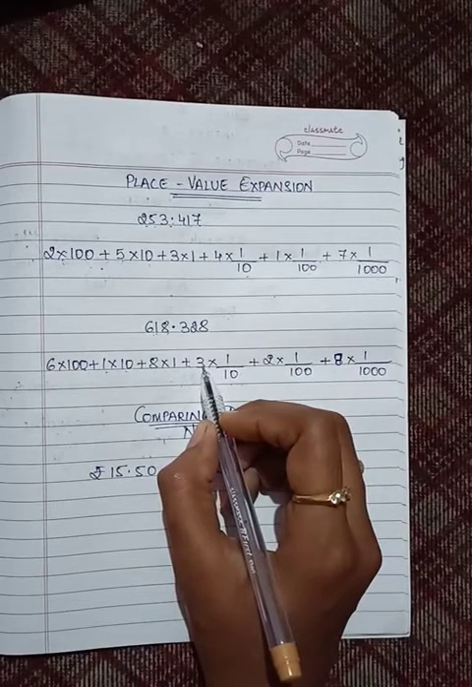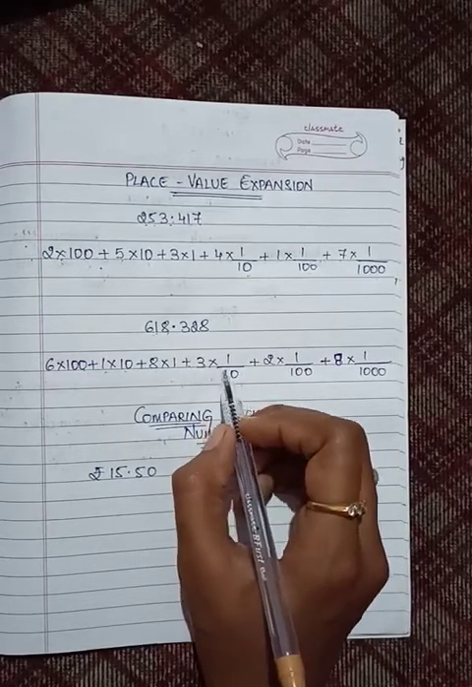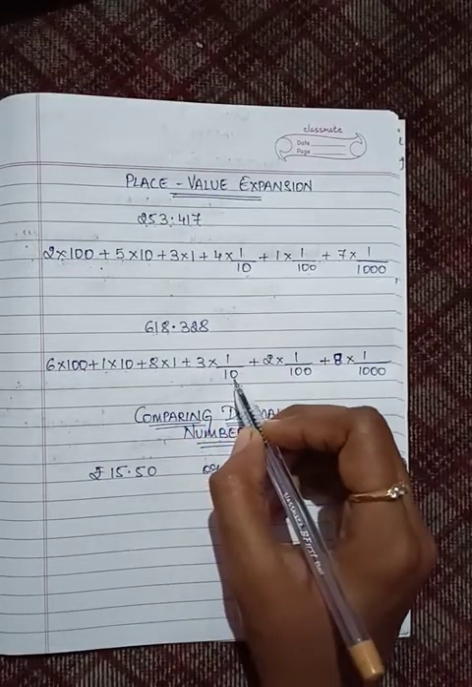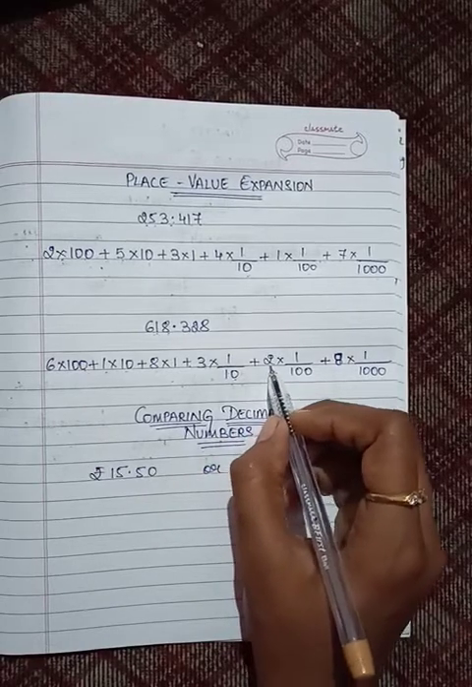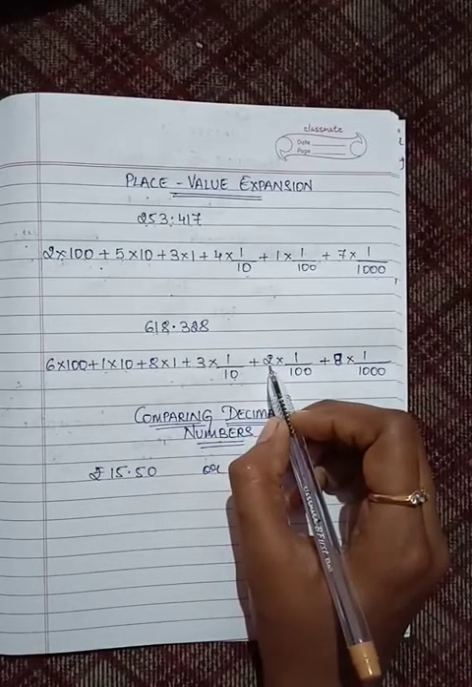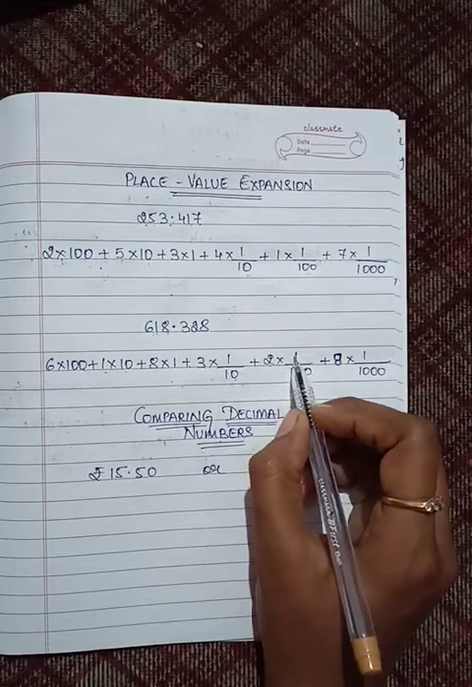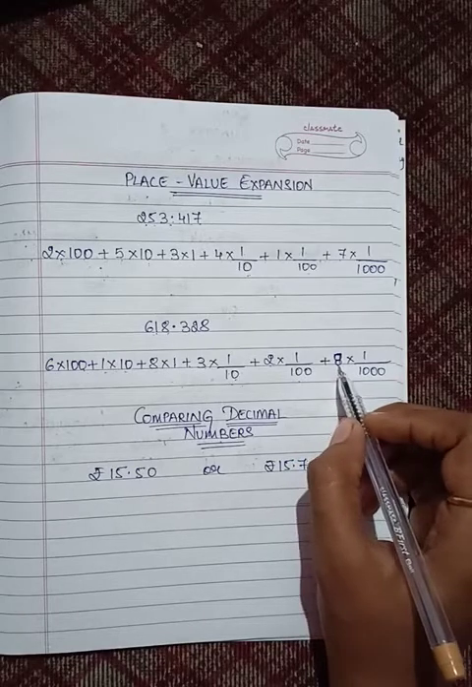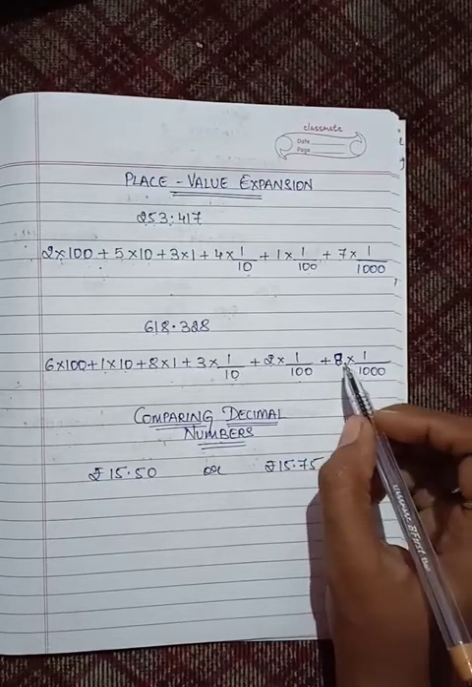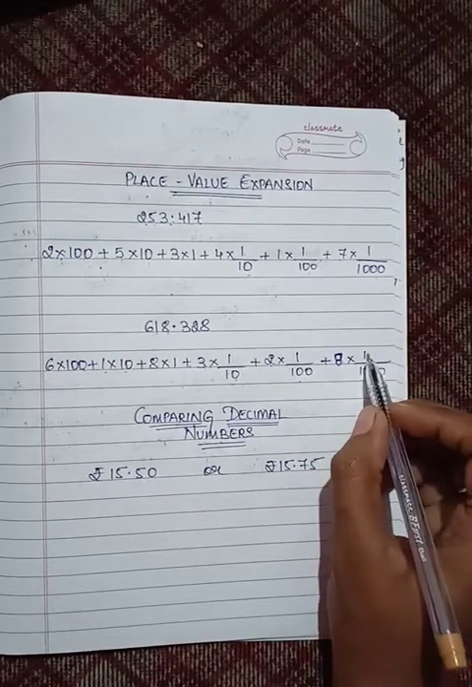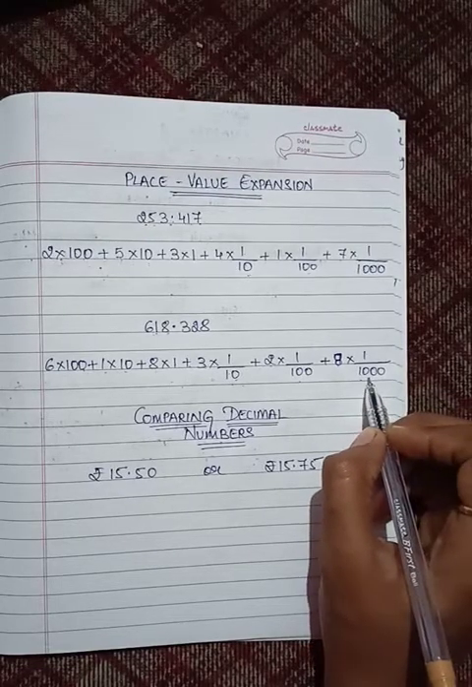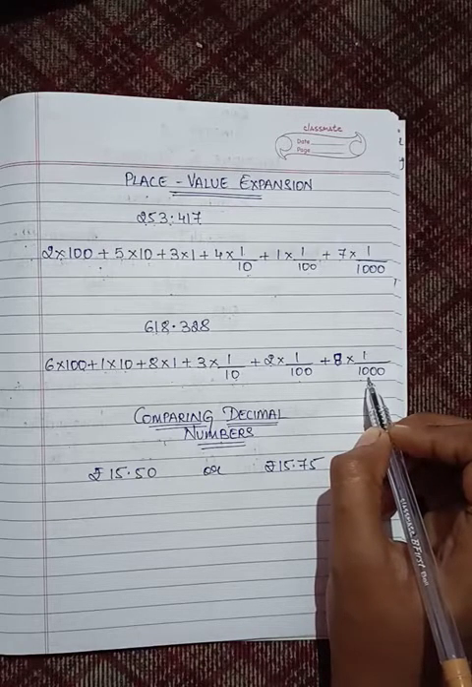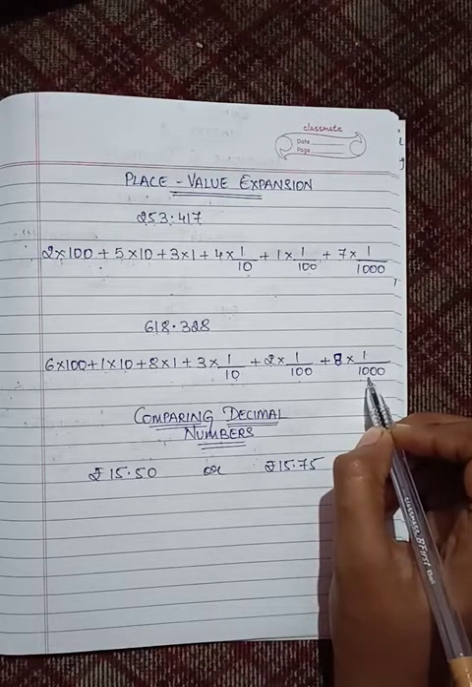3 is in its tenths place, so I have multiplied 3 into 1 divided by 10 plus 2 is in its hundredths place, 2 multiplied by 1 divided by 100 plus 8 is in its thousandths place. So 8 is multiplied by 1 divided by 1000. This is how we expand the place values of each and every number.